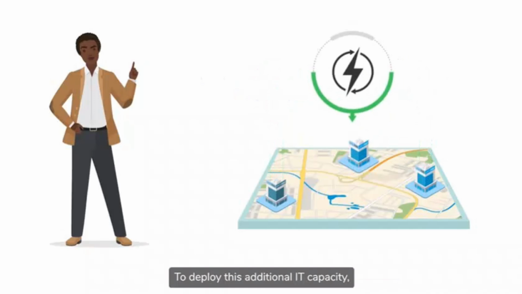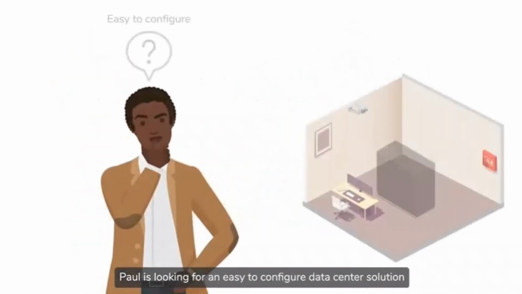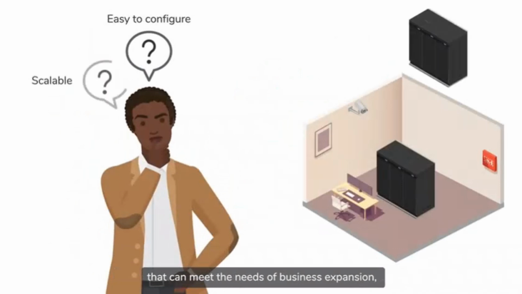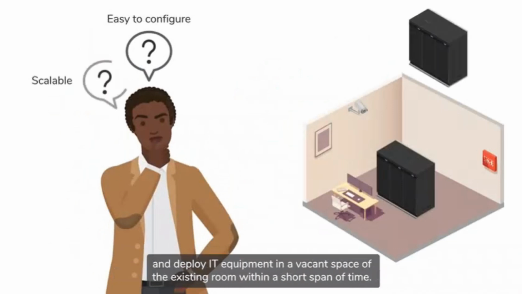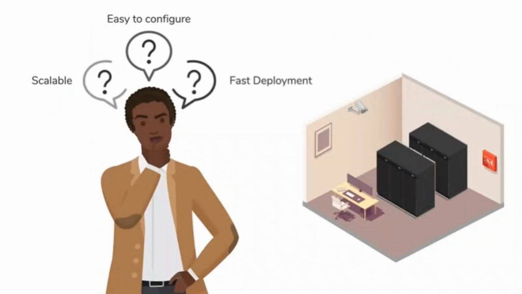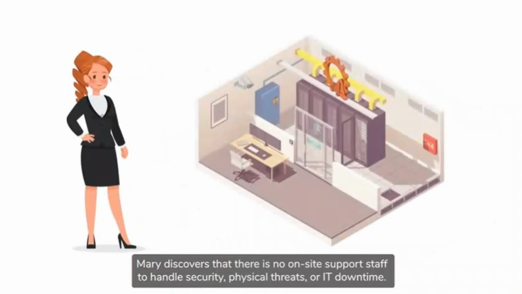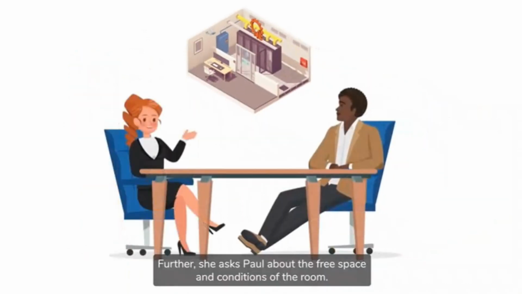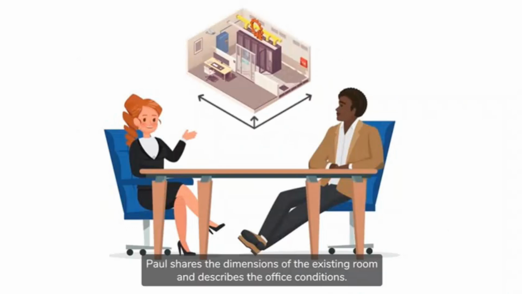To deploy this additional IT capacity, Paul is looking for an easy-to-configure data center solution that can meet the needs of business expansion and deploy IT equipment in the vacant space of the existing room within a short span of time. Mary discovers that there is no on-site support staff to handle security, physical threats, or IT downtime. Further, she asks Paul about the free space and conditions of the room, and Paul shares the dimensions of the existing room and describes the office conditions.